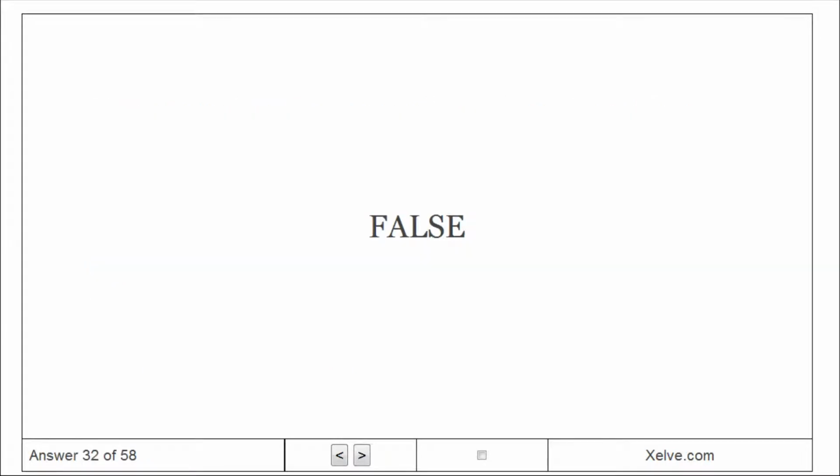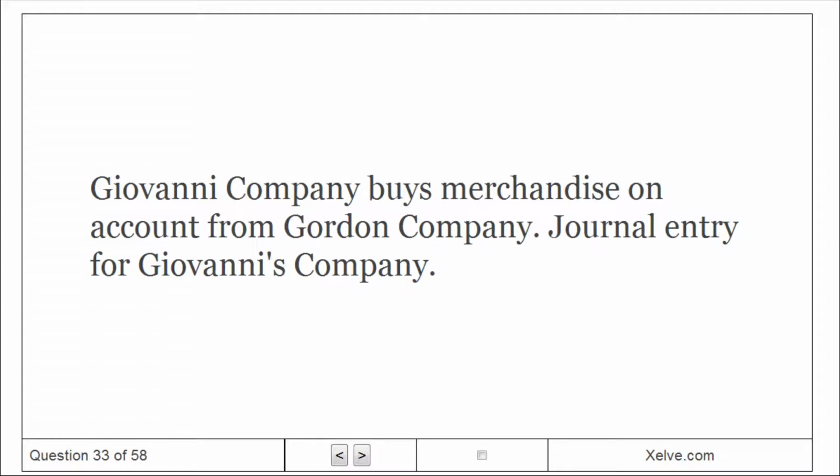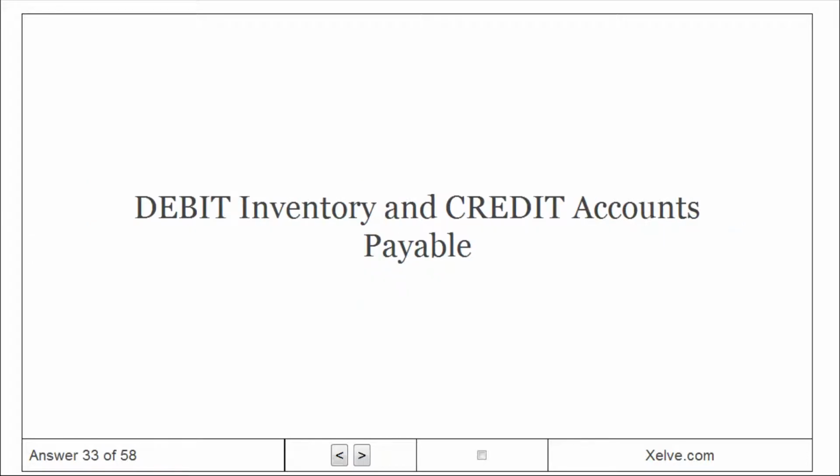False. Giovanni Company buys merchandise on account from Gordon Company. Journal entry for Giovanni's Company: debit inventory and credit accounts payable.